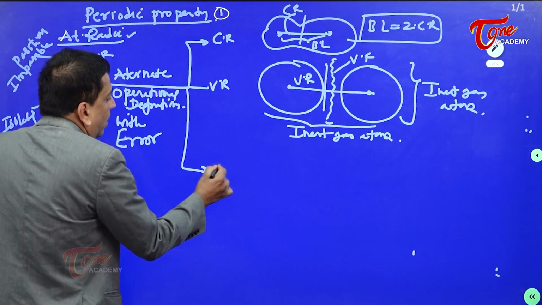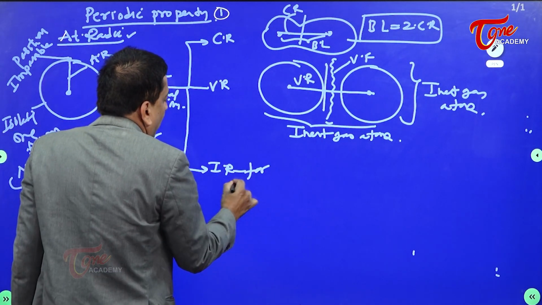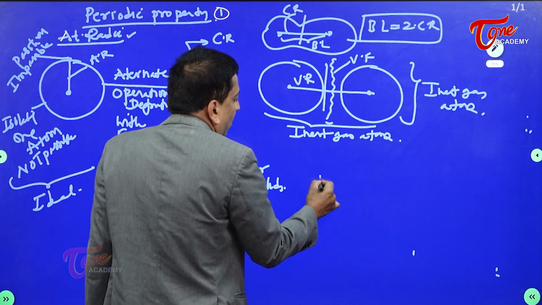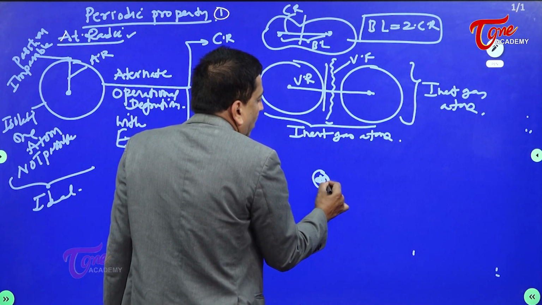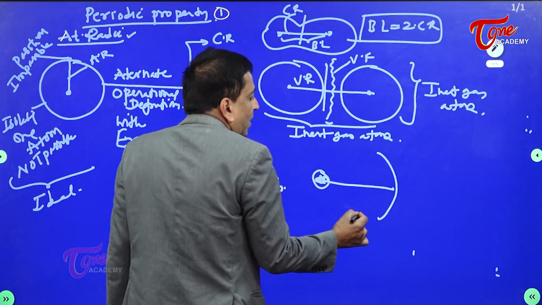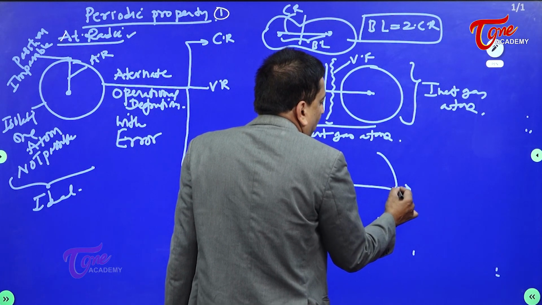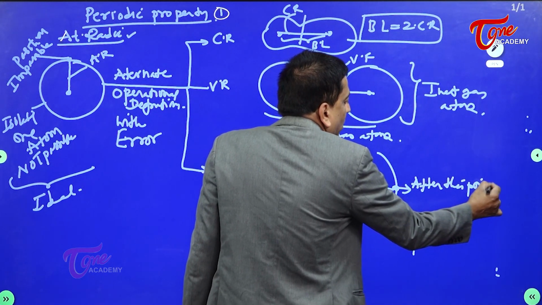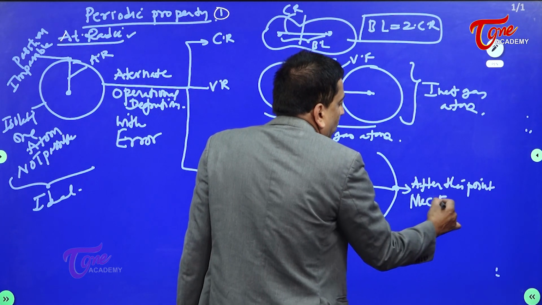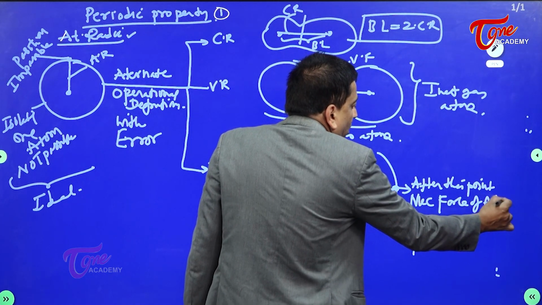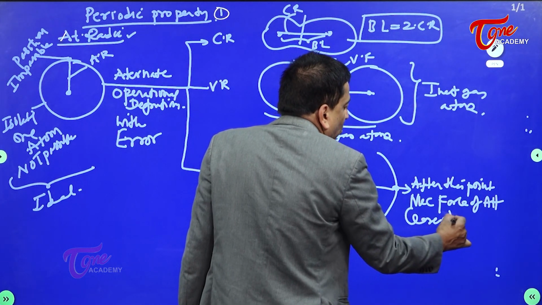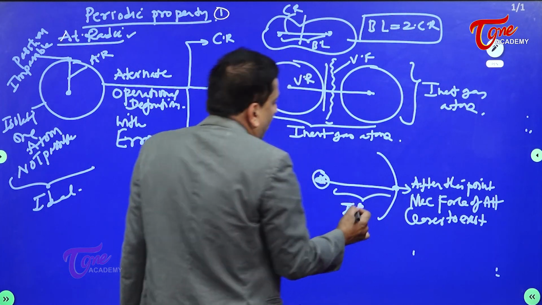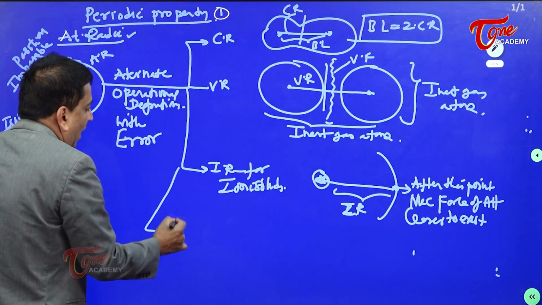And then going for ionic radius, this is basically for ionic solids. You start from the nucleus and go to the point after which the nuclear force of attraction ceases to exist. And this distance is the ionic radius. And the easiest for us is basically metallic radius.